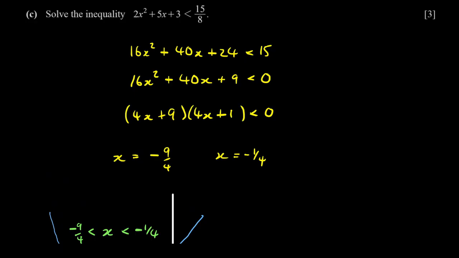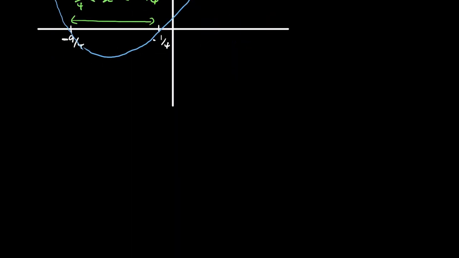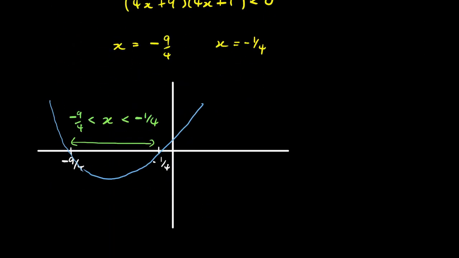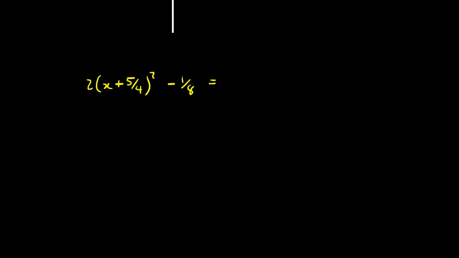So you had shown that the quadratic was 2 bracket x plus 5 upon 4 all squared minus 1 upon 8. And now I'm just going to set that equal to 15 upon 8. And so then what I can do is I can get 2 bracket x plus 5 upon 4 all squared is equal to 16 upon 8. And of course, 16 upon 8 is just 2, right? 16 upon 8 is 2.